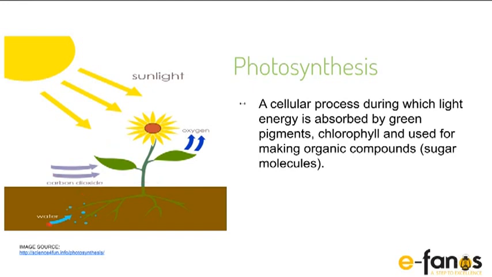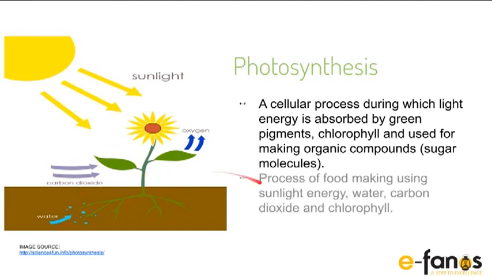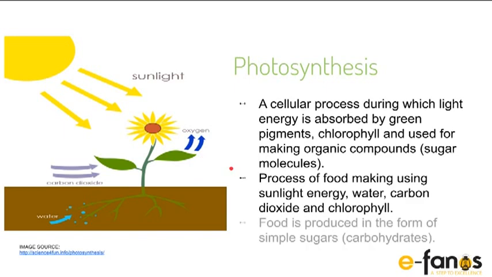the soil. So we can define photosynthesis as the process of food making using sunlight energy, water, carbon dioxide, and chlorophyll. This is the green pigment that's within the leaves, and it's where the photosynthesis happens. Oxygen is the byproduct, created by plants, and this whole process is the fundamental principle why life is able to exist on Earth.